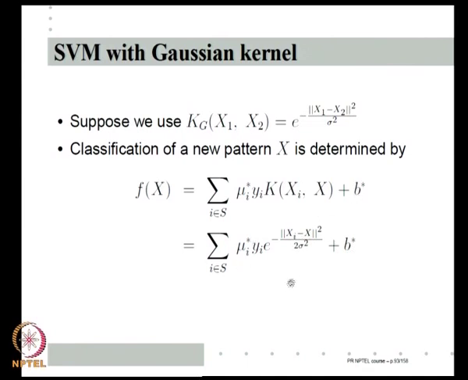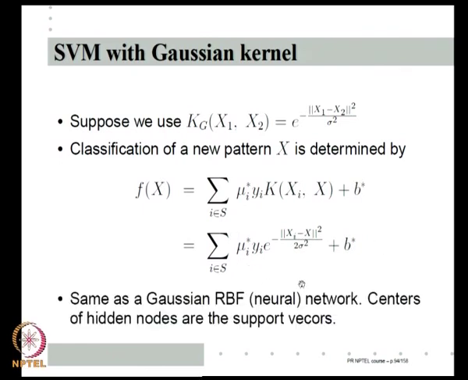Now, K(x_i, x) is nothing but e to the power minus ||x_i minus x|| whole square by 2 sigma square. This is what I calculate. What does this look like? If you think of mu_i star y_i as some constant, and b star as some other constant, then this looks exactly like a Gaussian RBF network.